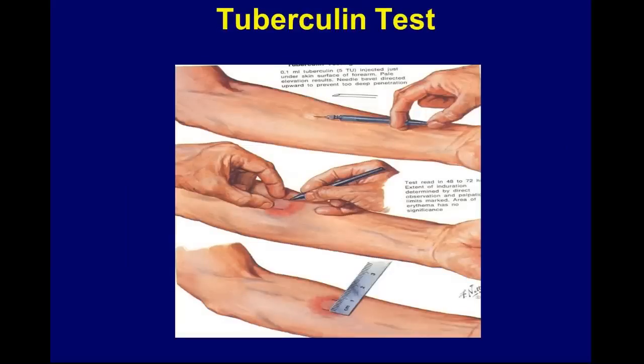So how do we diagnose TB? We all know about the PPD test, which is over 100 years old. Did you guys know that? Do you know how the PPD test came to life? How it was discovered? It's actually a failed vaccine.